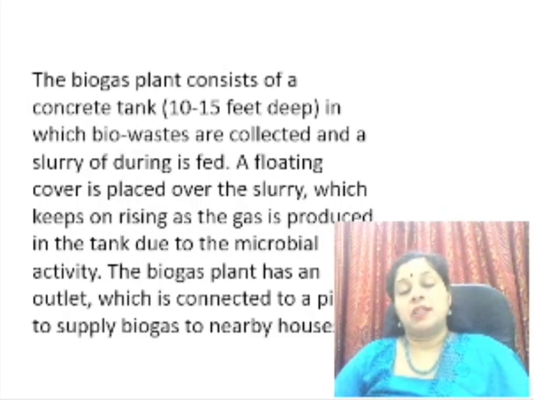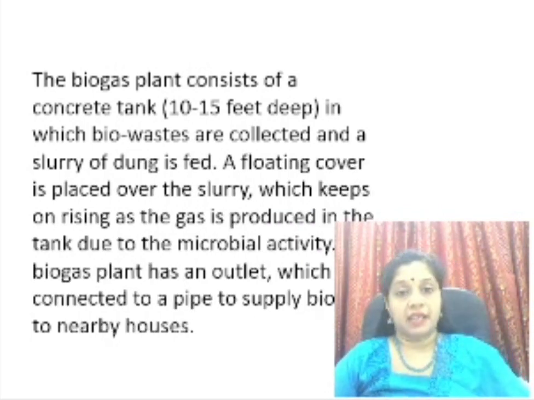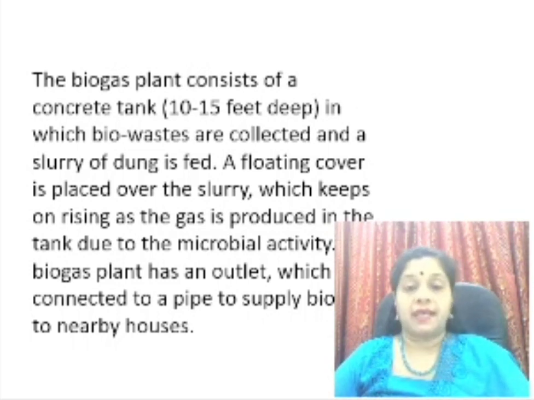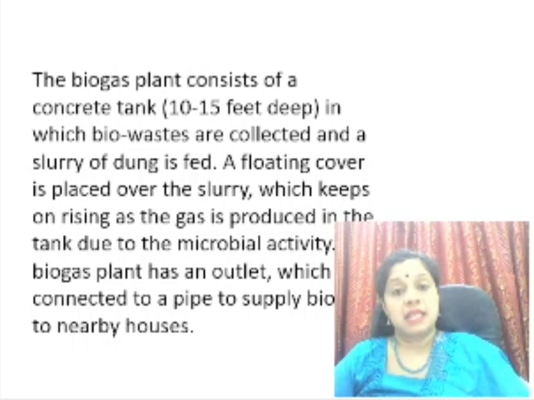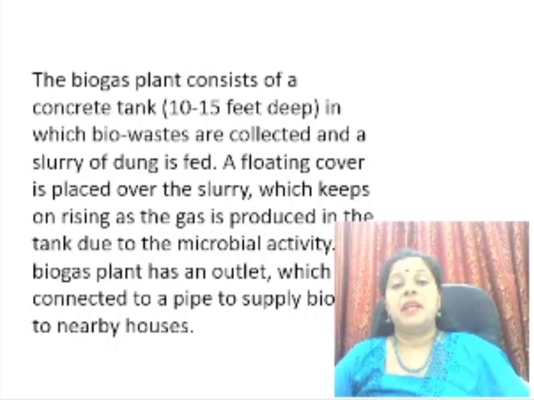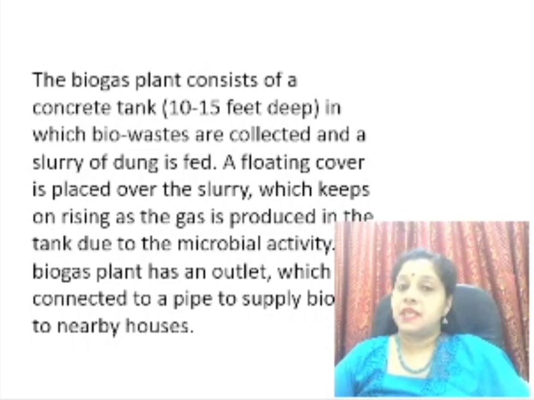And now we are coming back to the structure. A biogas plant consists of a tank which is 10 to 15 feet deep, and it collects the waste which we are providing. The waste, or here the slurry, means the cow dung mixed with the water. There is a floating cover. Why the floating cover? Because if the cover is fixed, then the gas produced inside will cause immense pressure and the chance of bursting is there. So as more and more gas gets collected, the floating cover placed over the slurry keeps on rising, and gas is produced in the tank due to microbial activity.